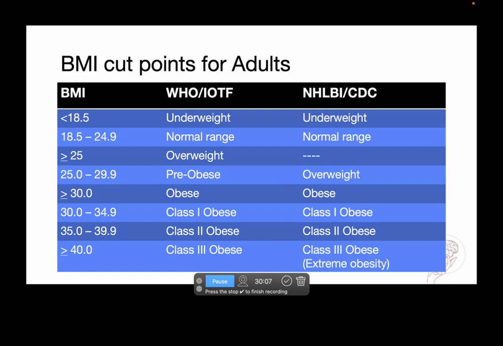So I expect everyone to know this table by heart, but basically what we have here is the cutoff points for BMI for adults between the WHO and NHLBI or the CDC. You see they're primarily the same, although the category for overweight is slightly different. This is called pre-obese. And we'll get to why they might use that term.